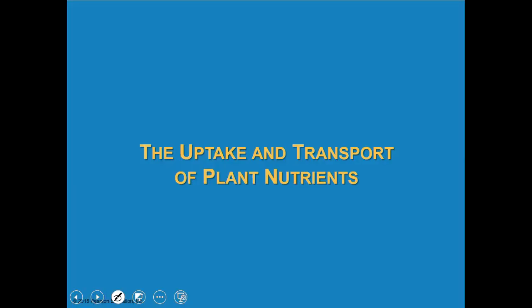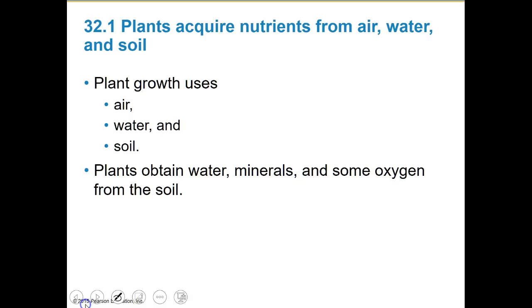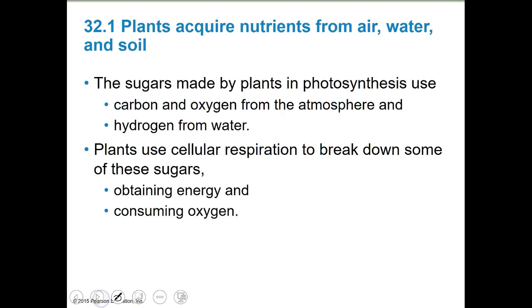So the uptake and transport of plant nutrients. This one's kind of important. This is what we're starting a lab over, so this is what that's going to be related to. Plant growth uses air, water, and soil. Air is where we get in the CO2. We're picking up water from the environment and the soil and bringing those up so we can complete photosynthesis. So plants obtain water, minerals, and some oxygen from the soil. A little bit of oxygen.